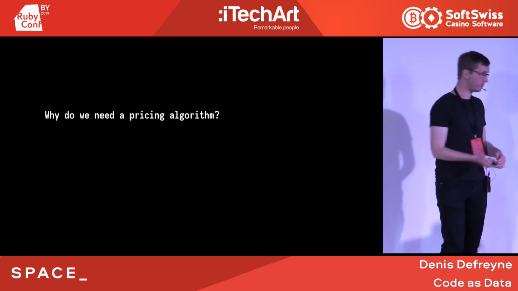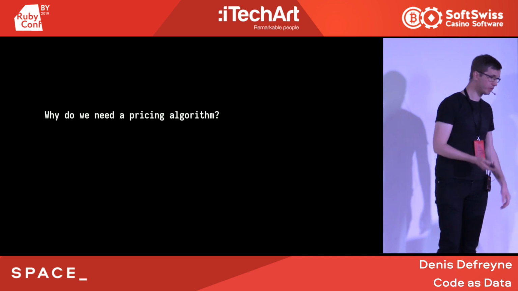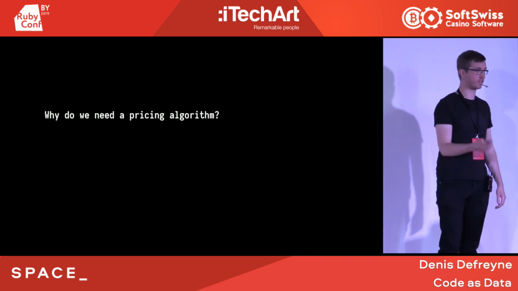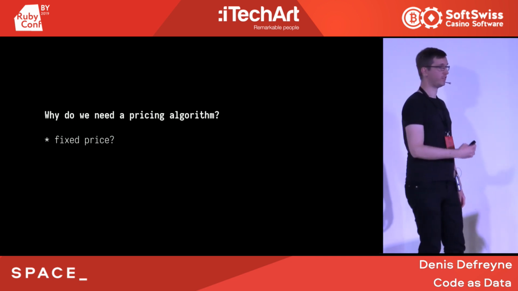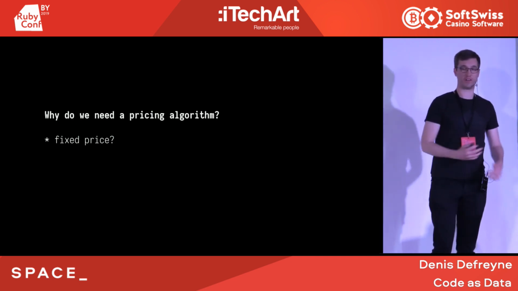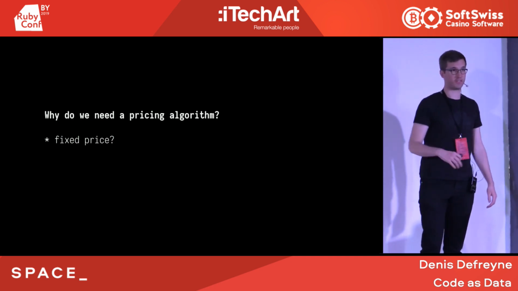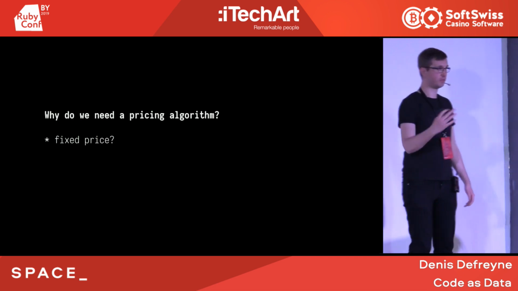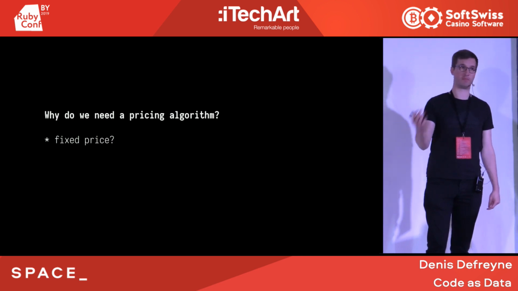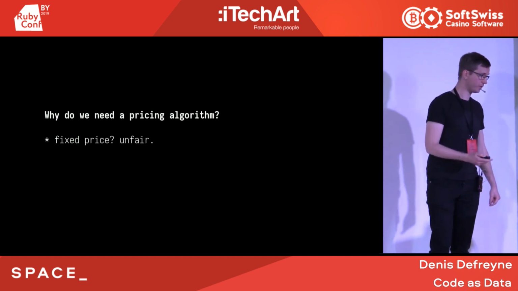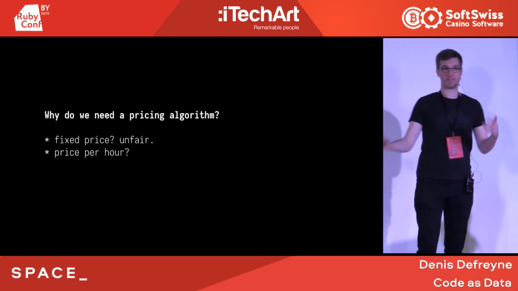You might be thinking, why would we need a pricing algorithm in the first place? Well, there are a few different ways of calculating the price for a move. The first one is having a fixed price, let's say 500 euros for every single move. But that would mean that if you move across the country from one mansion to another, then you would pay the same as if you were to move within the same city from one studio apartment to another studio apartment. So that's not fair.